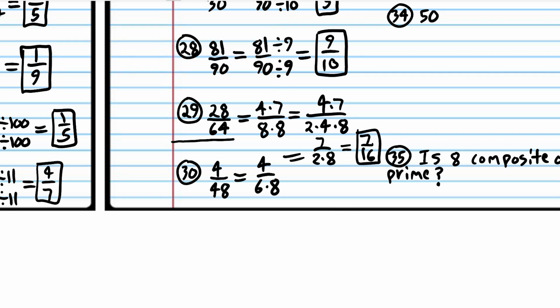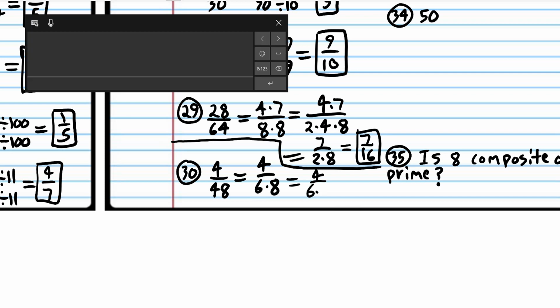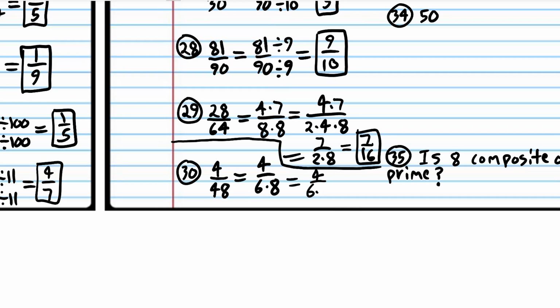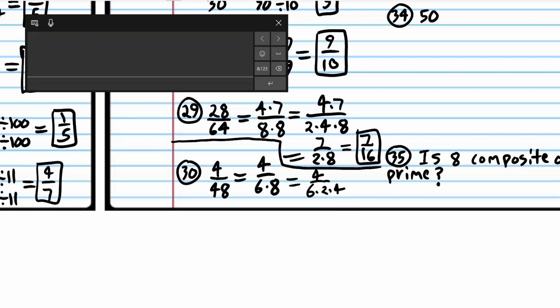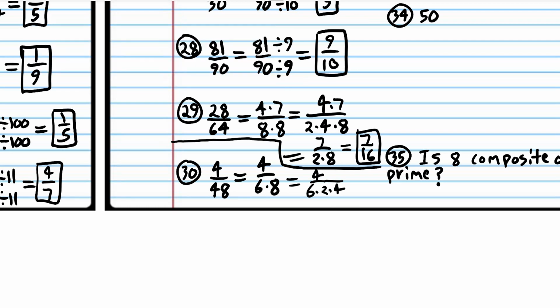All right, now this is starting to get confusing, so I want to put a line here. It's perfectly fine to write lines to organize your work. There's nothing wrong with that. So now I'm going to change 8 to 2 times 4. So I have 6 times, not 8 anymore, I'm going to change it to 2 times 4 because I know 2 times 4 is 8. Again, this 8 turned into 2 times 4.